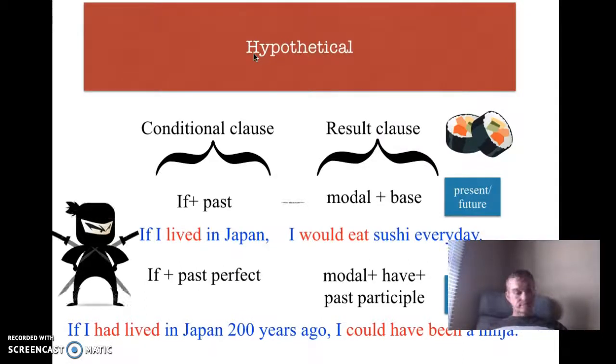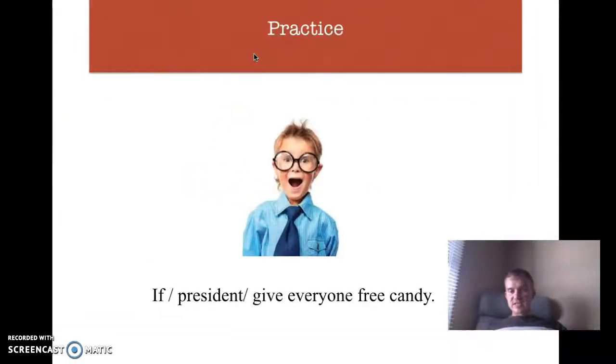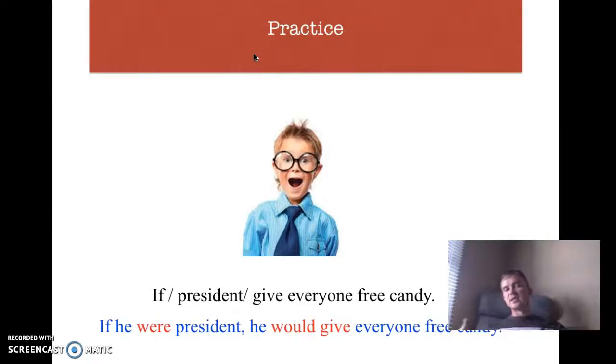Okay, let's move on. Let's practice a little. So this kid is not president, but if the kid were president, he would give everyone free candy. Try to write a sentence, a correct sentence for that. Okay, so this is a hypothetical. He's not president. It's counterfactual. If he were president, again, past.